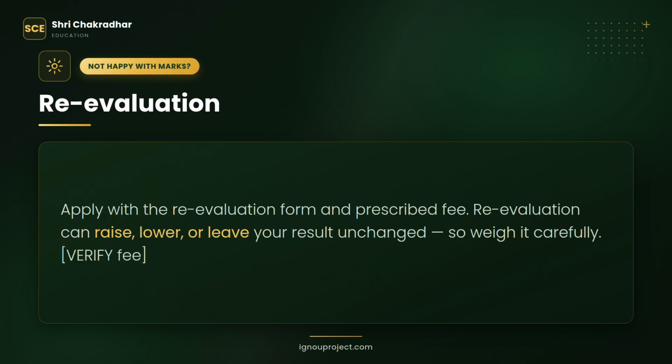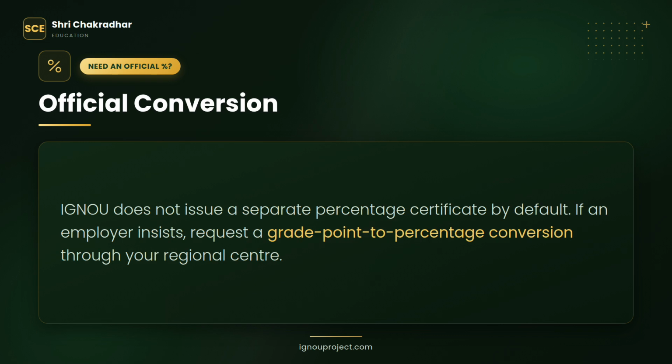If you are not satisfied with your term end marks, you can apply for re-evaluation by filling the re-evaluation form and paying the prescribed fee. Re-evaluation can raise, lower, or leave your result unchanged, so weigh it carefully. And if an employer or university insists on an official percentage, IGNOU does not issue a separate percentage certificate by default, but you can request a grade point to percentage conversion through your regional center.